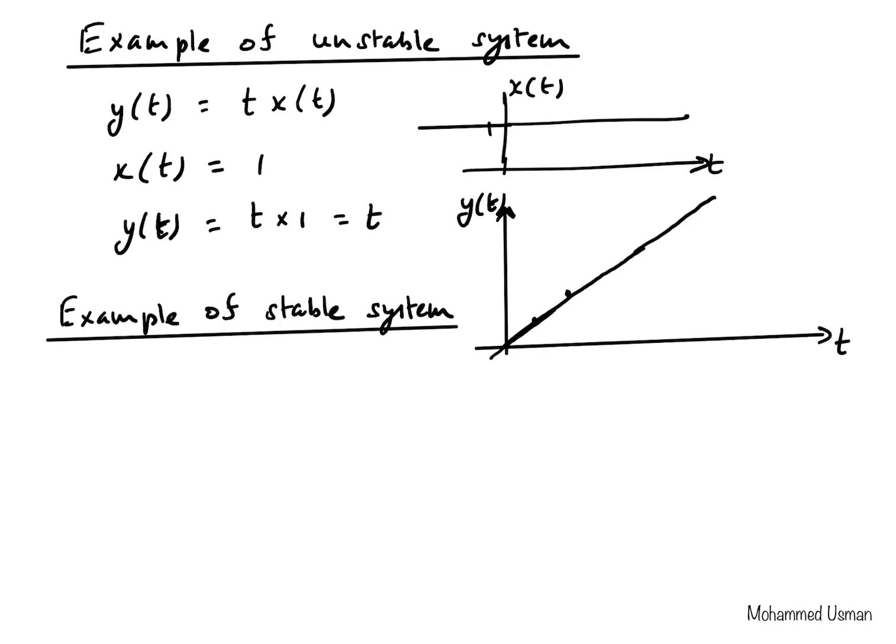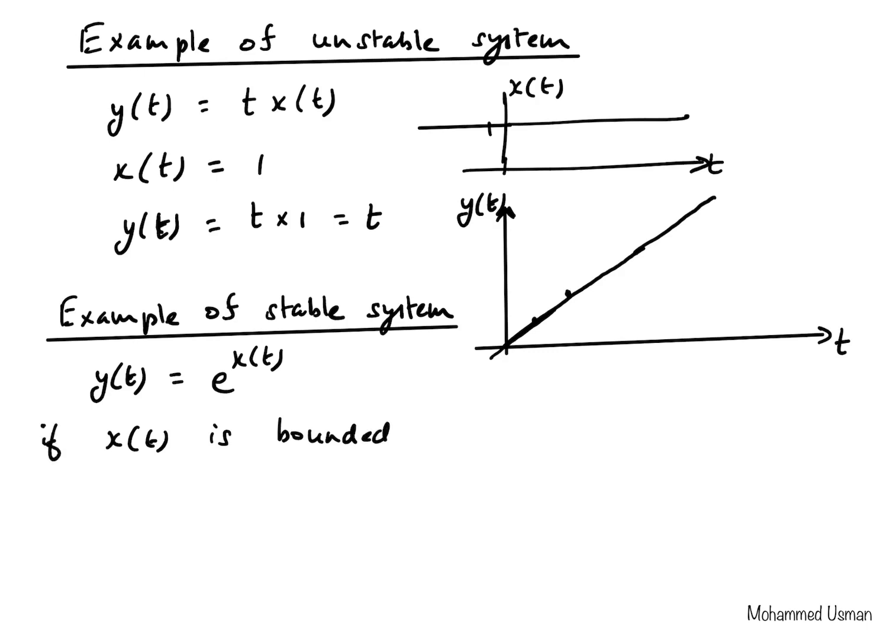Now we'll also look at another example of a stable system, where the input-output relationship is defined as y of t equal to e power x of t. We will see that this is a stable system, because when the input x of t has a bound, that is, it does not exceed a certain value, then the output will also be bounded by a certain value. So let's say in this case x of t is bounded.